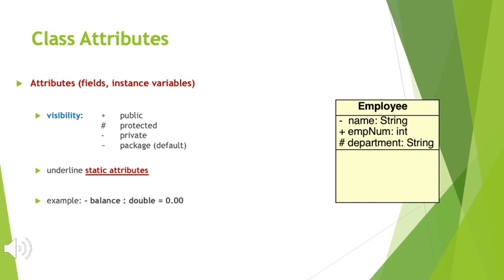When you are writing the class attributes in the second box, you have to show the visibility of the component. For example, the plus sign is for public, the hash sign is for protected, the star sign is for private, and the minus sign is the package default. And if you underline a component in this box, it means it's a static attribute.